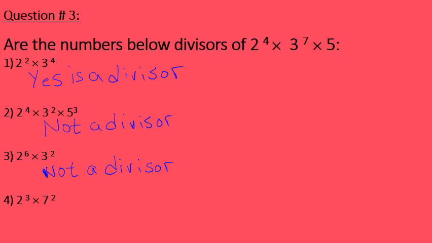Ala, can you tell me if 2 cubed times 7 squared is a divisor of the above? First, start with the base 2. Down we have 2 cubed. Up we have 2 to the power 4. Do we continue? Yes, because the cube is less than the power 7. We continue to the next base. What's the next base? 7. Do we have up a base of 7? No. So is it a divisor? No. Not a divisor.